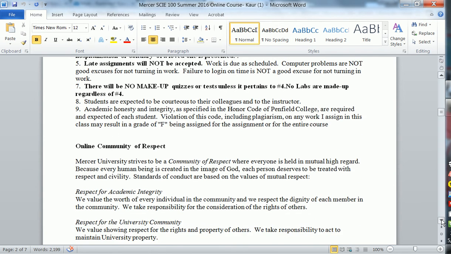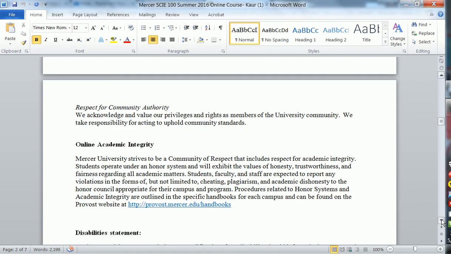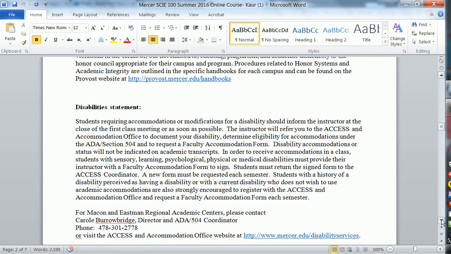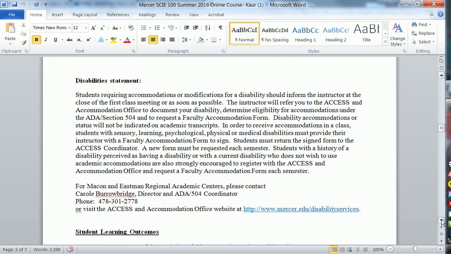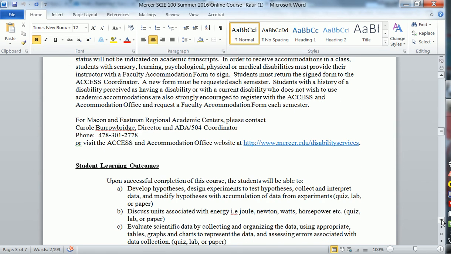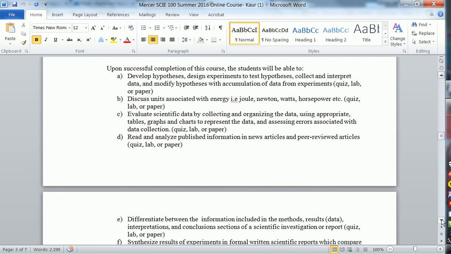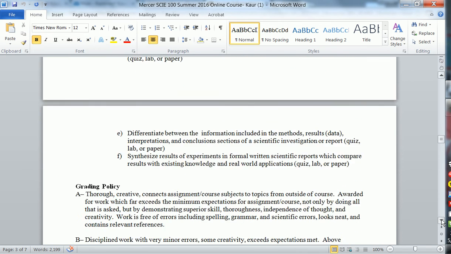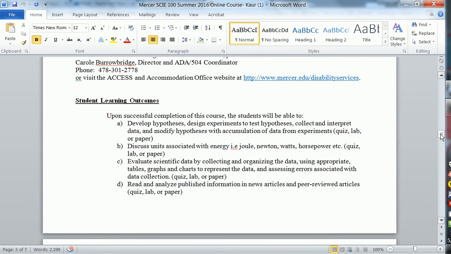Online community of respect, so please go over these policies. Online academic integrity, so please go over this. Disability statement: if you have any disability, you can contact the disability office and they can assist you, they can help you with that. Student learning outcomes: in this course I just explained that I'm going to give you basic knowledge of science from all the different fields: biology, physics, chemistry. Also we are going to talk about climate.